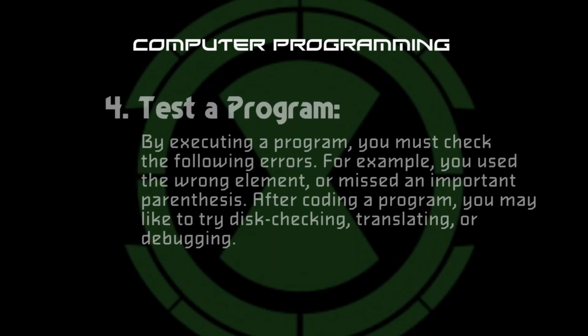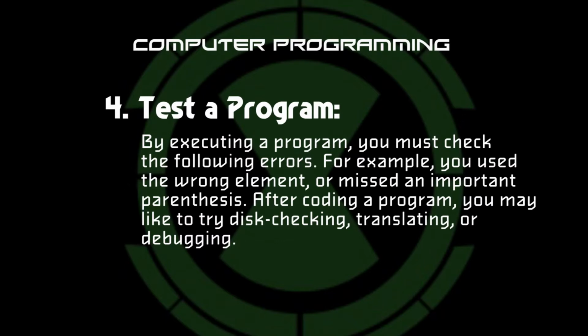The fourth step is testing a program. By executing a program, you must check the following errors. For example, you used the wrong element or missed an important parenthesis. After coding a program, you may like to try disk checking, translating, or debugging.